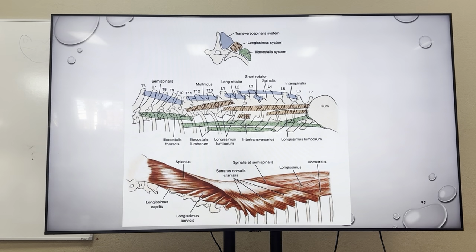So we'll start with the most lateral, which is the iliocostalis. We call this iliocostalis because it extends from the ilium to the ribs, which is the costal. So this is why we call this iliocostalis.